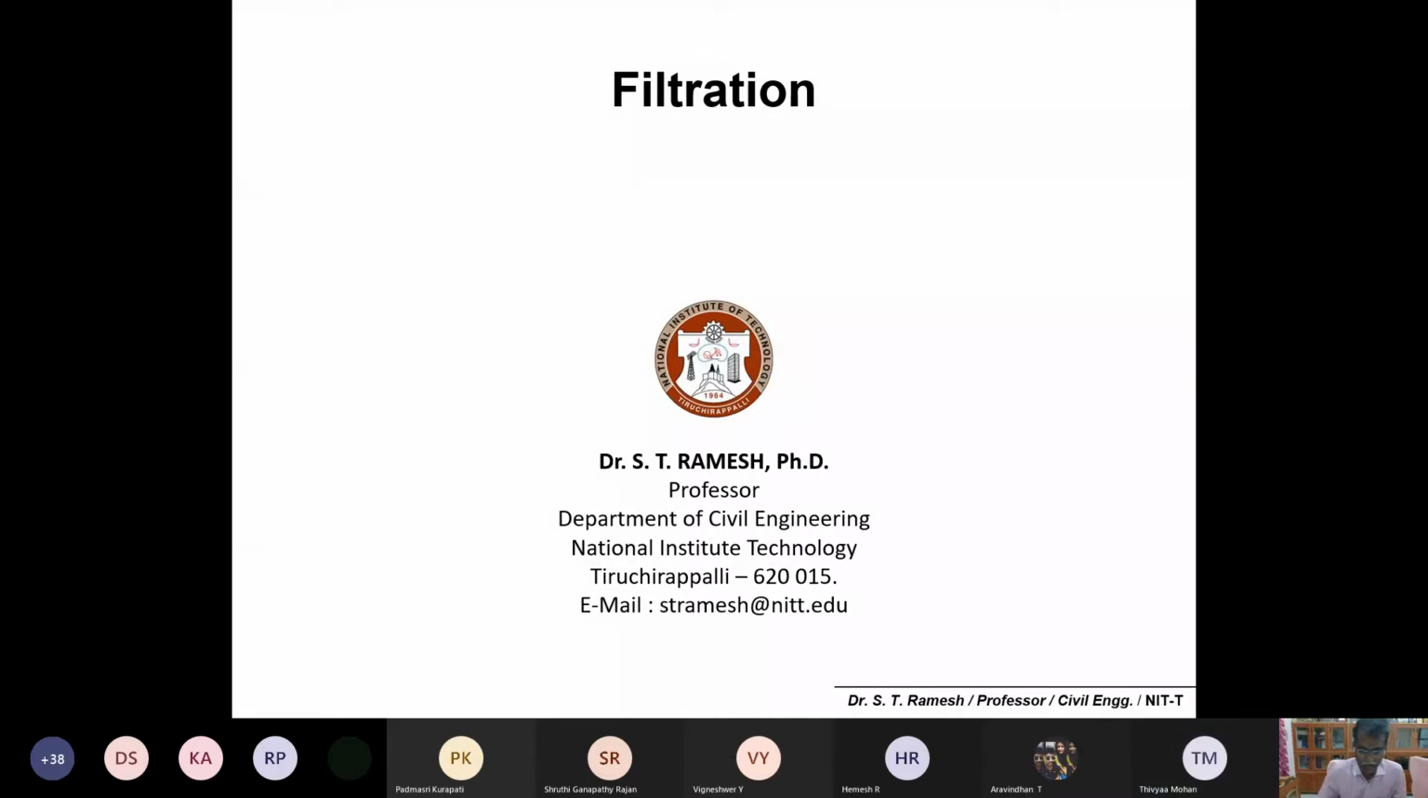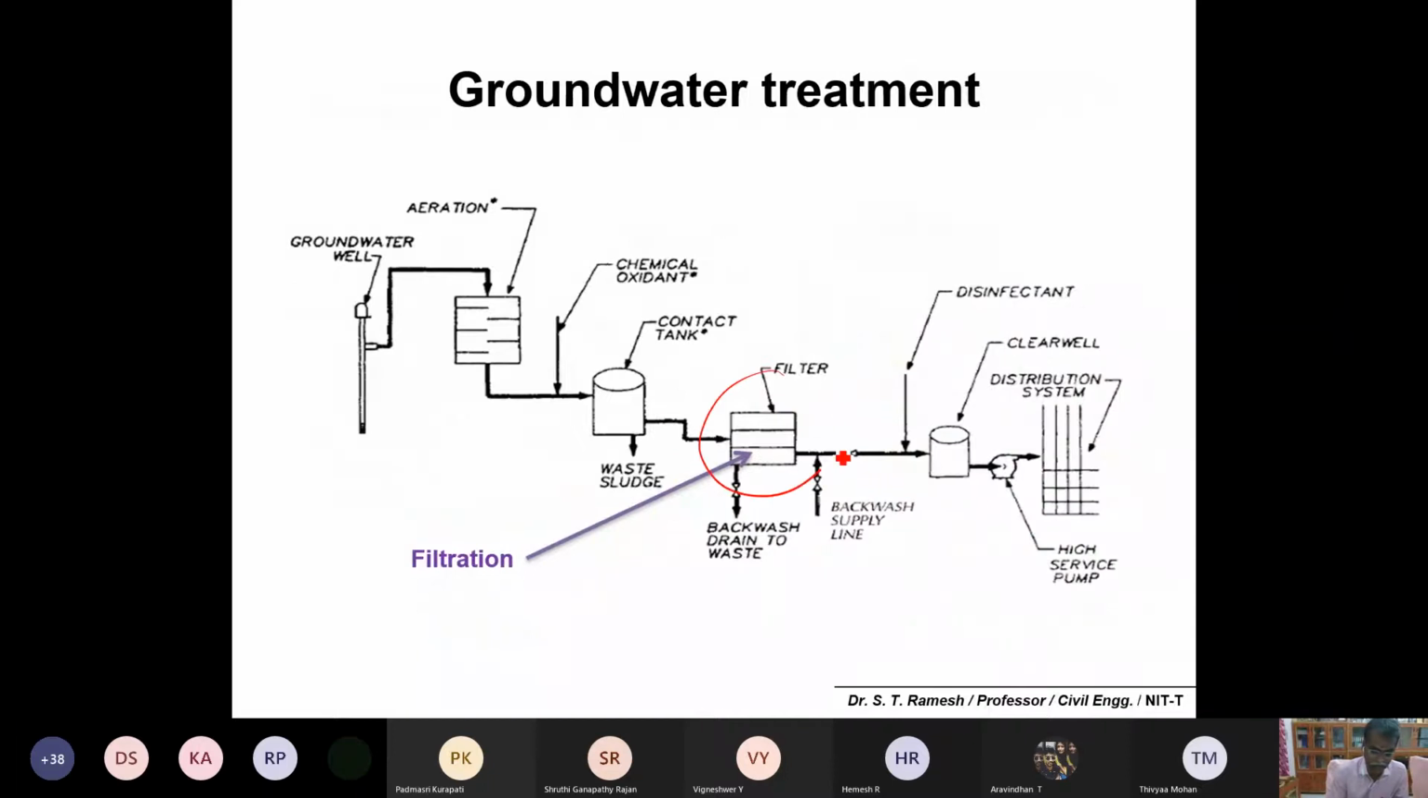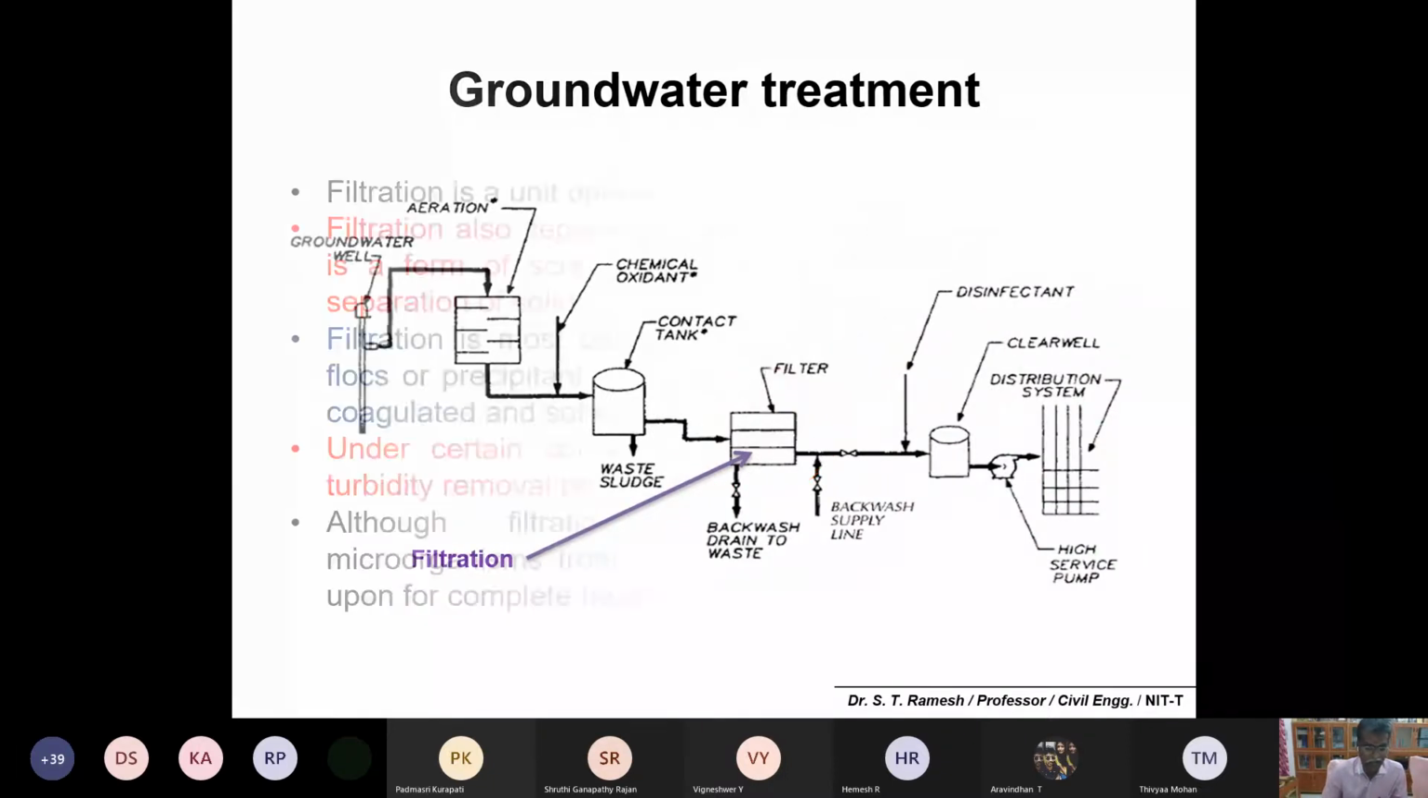We have started the filtration process in the last class, and the layout of the treatment chain. Now we are here. Immediately after the sedimentation process, you have to separate the flocs escaping from sedimentation. For this you can have filters or filtration systems, in the cases of both surface water and groundwater, and filtration is one of the polishing steps.